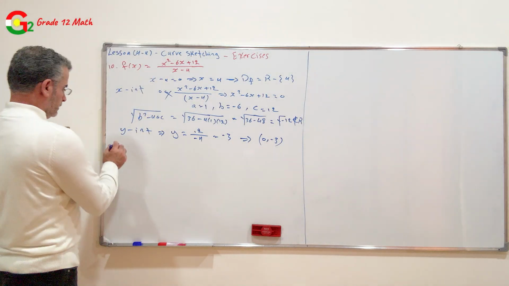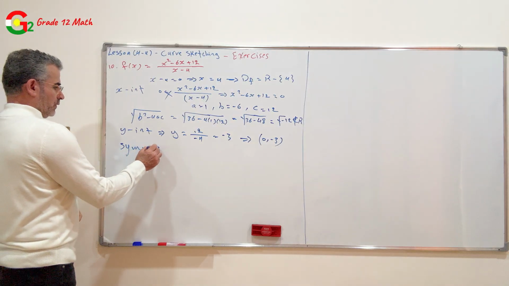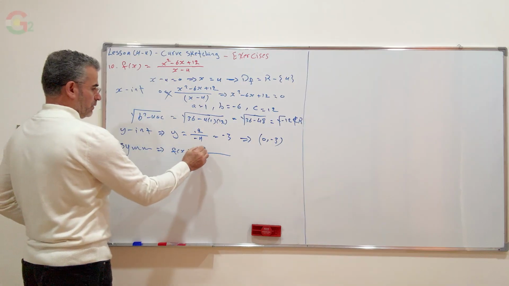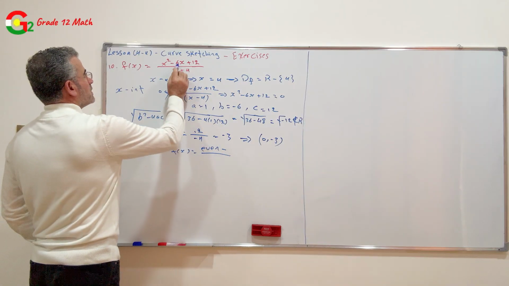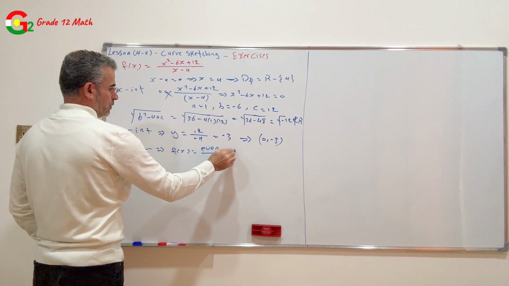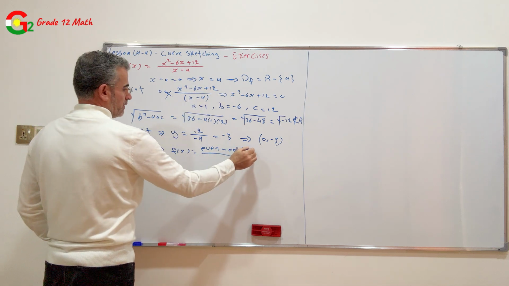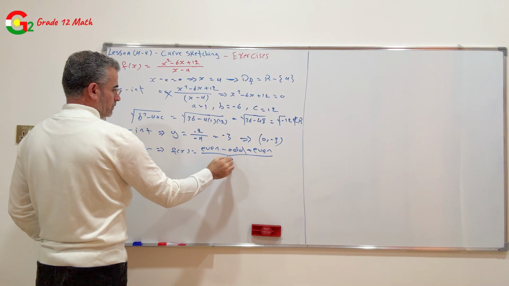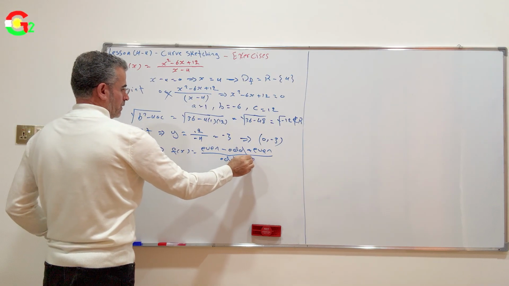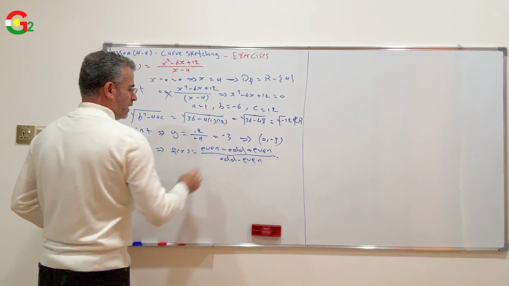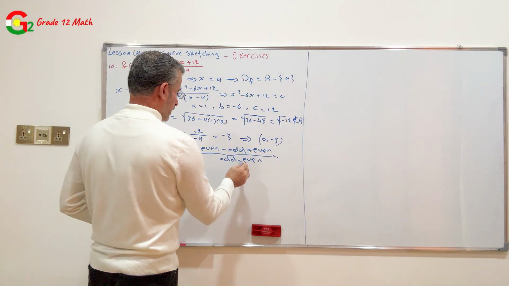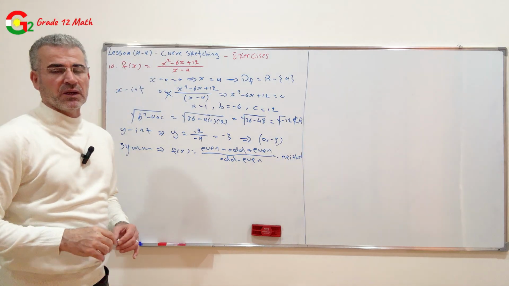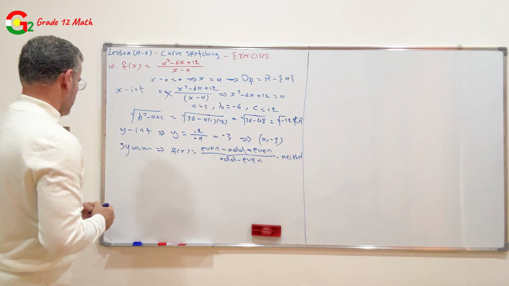For symmetry, the function f of x is even minus even times odd, odd plus even over odd minus even. The answer is even minus odd, neither; plus even, neither; over, neither. Therefore, the function is not symmetric with any axis.